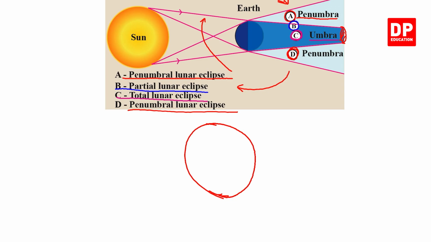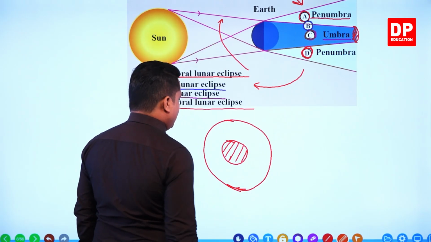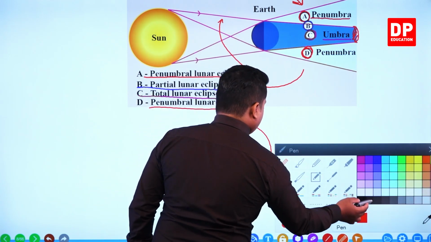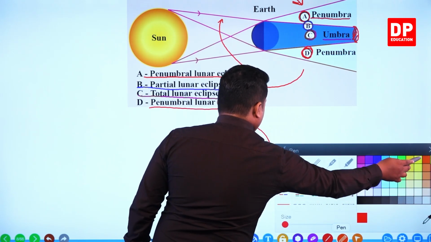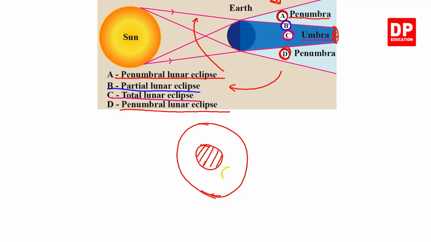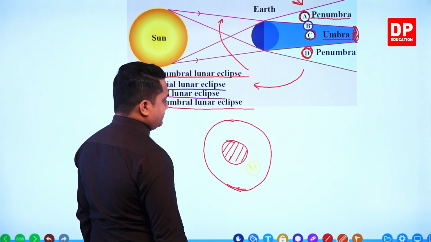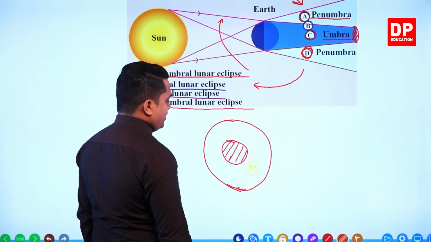Then, my dear children, now this is the umbra region and the other one is the penumbral region. Now the moon is going to be like this. So I'll take a different color for the moon. I'll take yellow color. If the moon is like this, so this is a penumbral. So I'll mention as moon. So this is moon. So this is a penumbral one.